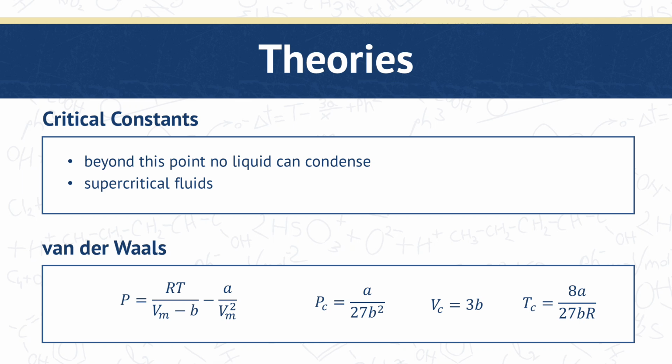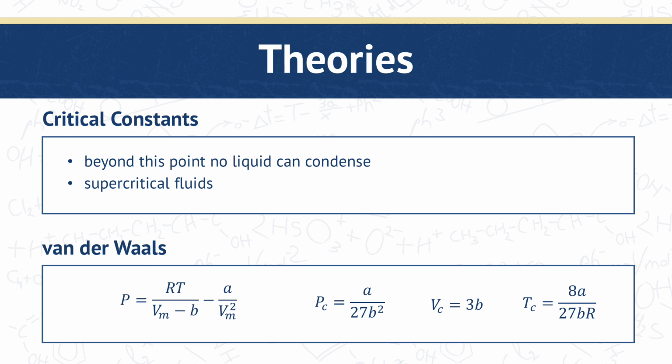Another concept is the critical constants. Beyond these points, no liquid can condense. And the matter beyond this point are called supercritical fluids. Supercritical fluids have both the properties of gases and liquids. They have the solvating power and density similar to a liquid, while also having the diffusivity and low surface tension of gases.